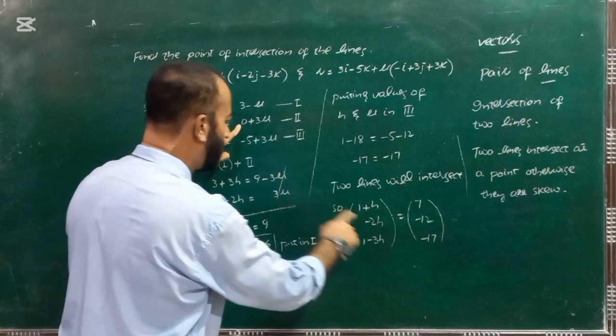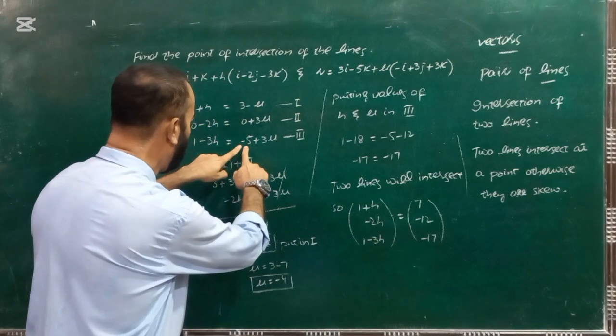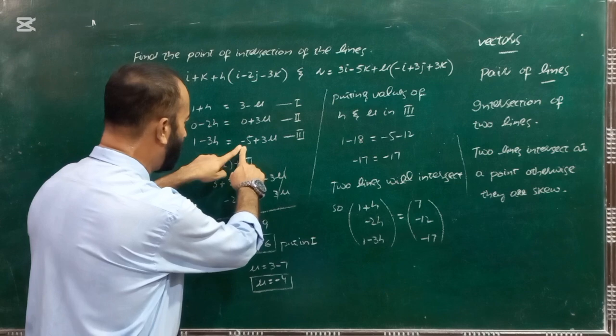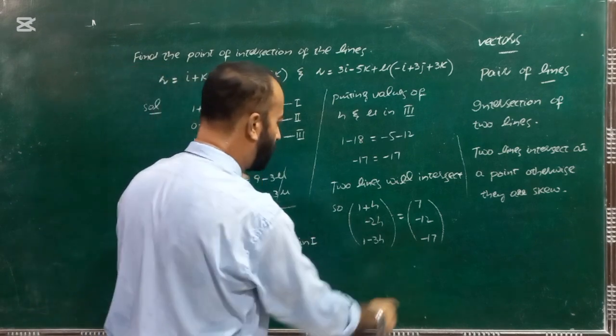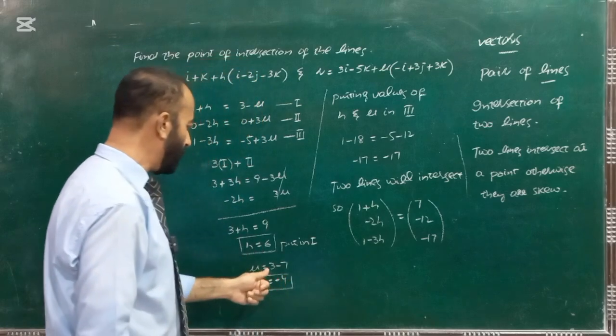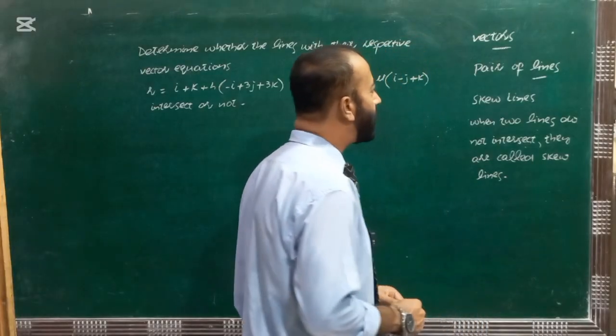4 3s are minus 12, and then minus 12 minus 5 will be minus 17. So the same point will be obtained if you put mu or lambda. So this is the point of intersection.